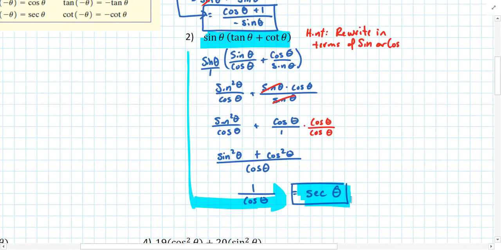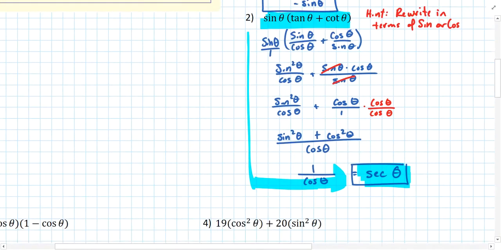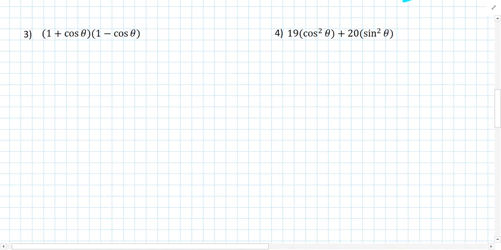So sine of some angle measure times tangent of that angle measure plus cotangent of the same angle measure, that expression would be exactly the same as simply evaluating the expression secant of that angle measure. And here's where the simplification name comes into play. We truly did simplify this expression into something a bit more usable.